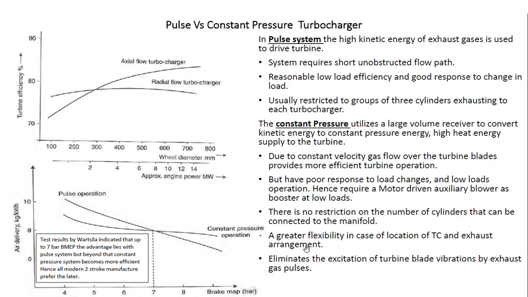So here you can see the graph. Here you have turbine efficiency, and on the other axis we have approximate engine power. You can see the axial flow turbocharger and the radial flow turbocharger. Now here you have constant pressure operation, and you have the pulse operation.